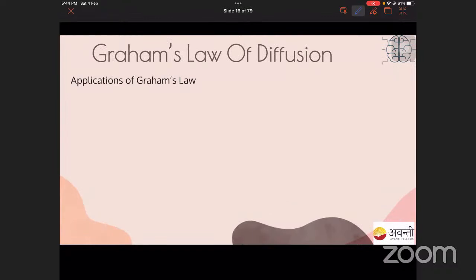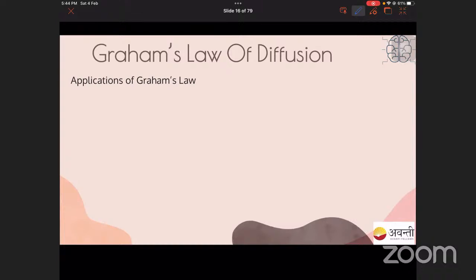Now, what are the applications of Graham's law? Where do we use this? Actually, is it used anywhere? Yeah, we do use it to separate isotopes. What are isotopes? The elements are the same, but their mass numbers are different. If you see hydrogen, deuterium, and tritium, right? What happens? Their neutron number is different.